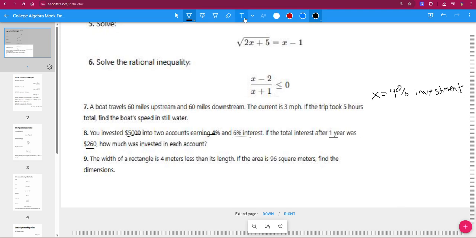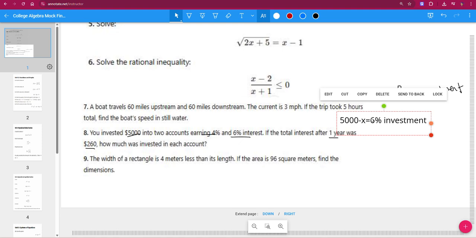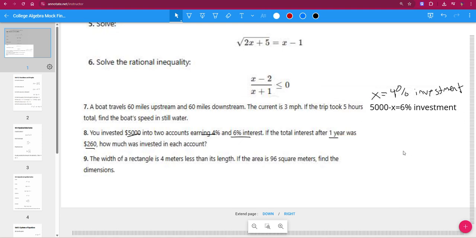Okay, so if there's X in that one, and I've got 5,000 total, then 5,000 minus X is going to go into the 6%. I can't type. 6% investment. Okay. My goodness, I'm struggling. So 5,000 minus X is going into the 6% investment.